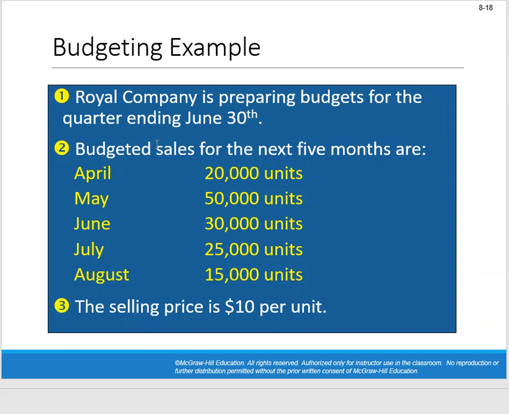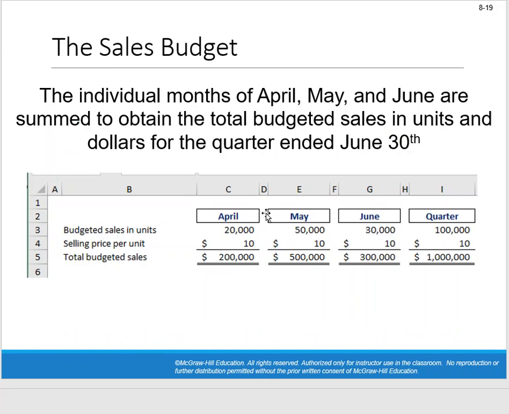So our sales budget, we're going to take a look at Royal Company, and they're preparing their budgets for the quarter ending June 30th. So that quarter would be April, May, and June. And they've laid out their budgeted sales for the next 5 months, 20,000, 50,000, 30,000. And then they go into July and August, 25,000 and 15,000. Turns out we will actually need this information, so we do need those projections, and the selling price is $10 per unit.